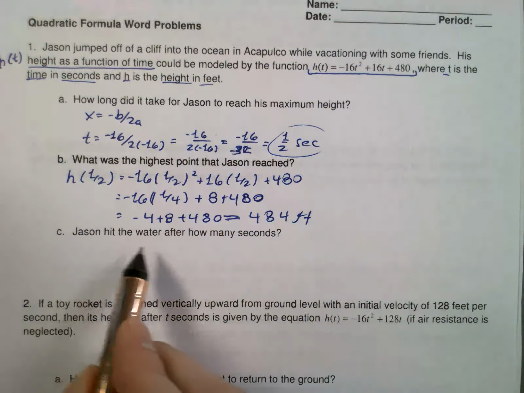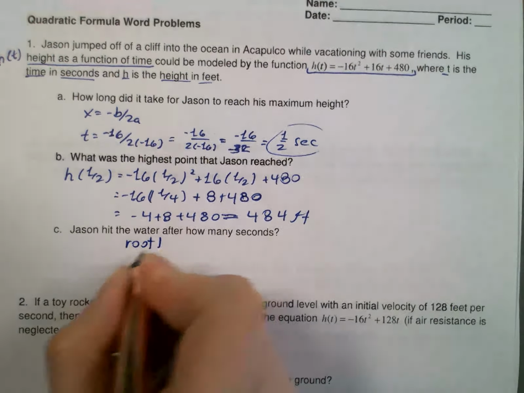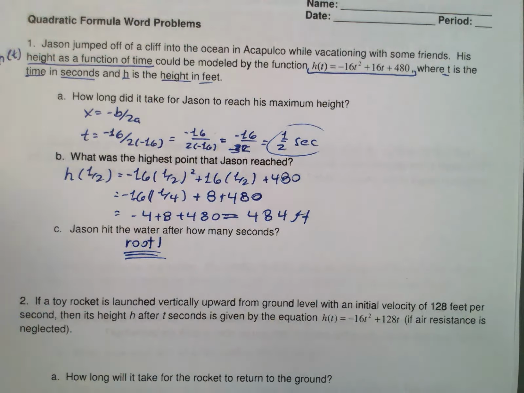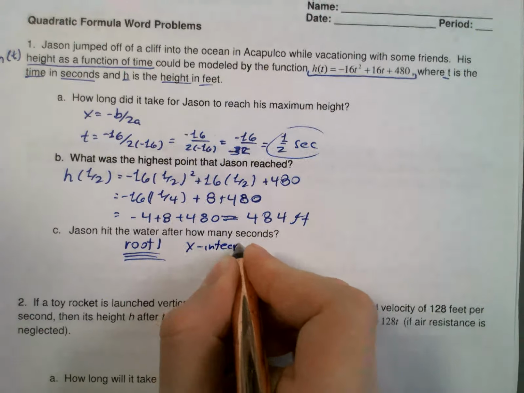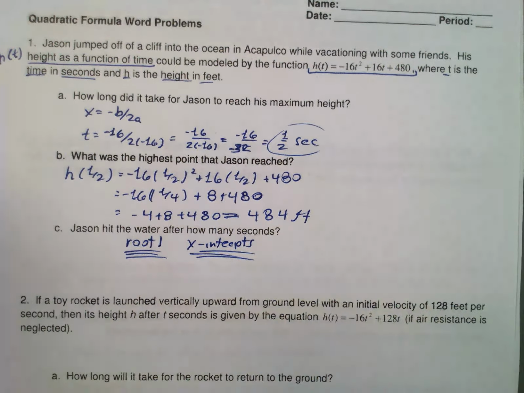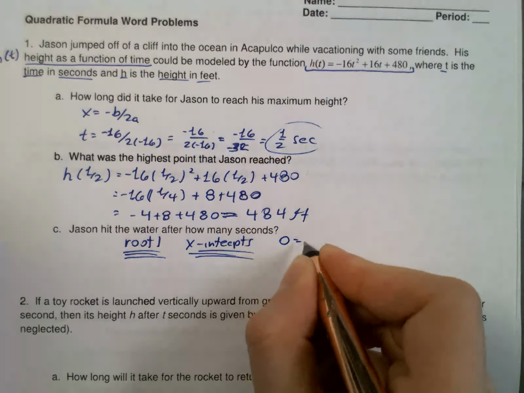Speaking of that, Jason hit the water after how many seconds? So this is asking us for the roots, aka the zeros, aka x-intercepts. Okay? That's what it's asking for. So we're going to take this equation and set it equal to 0.